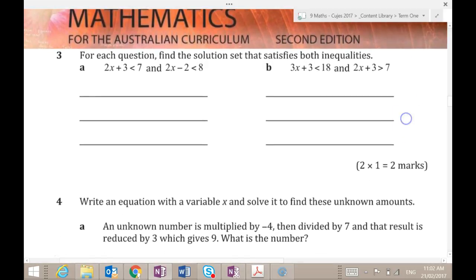Oh, find the solution set that satisfies both inequalities. This is definitely harder than you'll have to do in the test, but I'll talk through it anyway because it's actually pretty easy. It's just a little bit more thought involved.